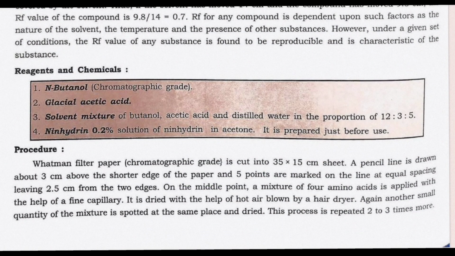Reagents and chemicals. First, N-butanol, chromatographic grade. Second, glycine, acetic acid. Third, solvent mixture of butanol, acetic acid and distilled water in the proportion of 12:3:5. Ninhydrin, 0.2% solution of ninhydrin in acetone. It is prepared just before use.